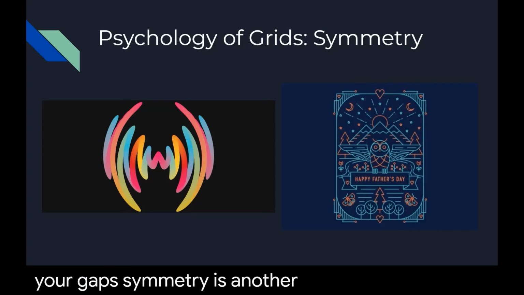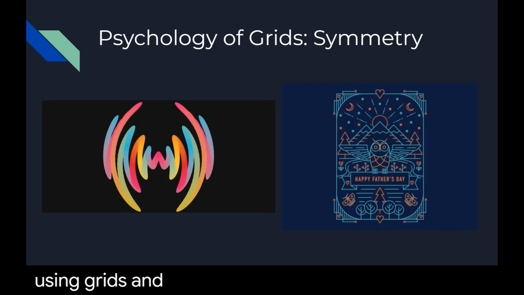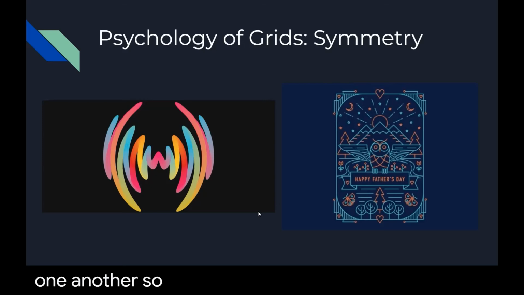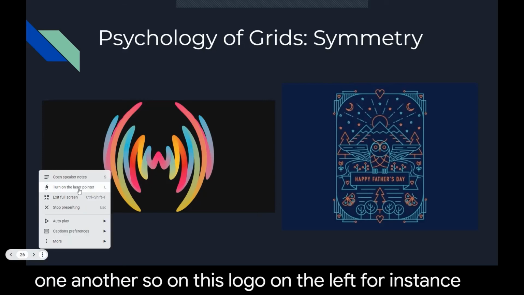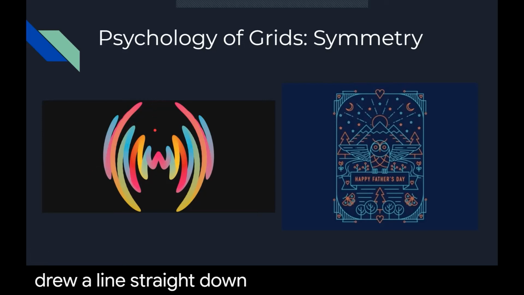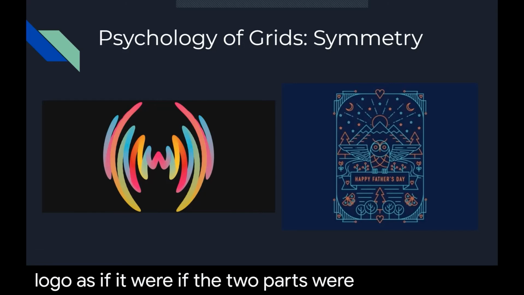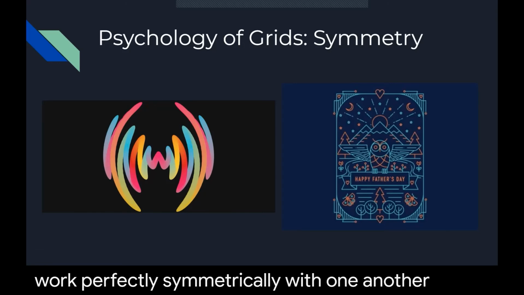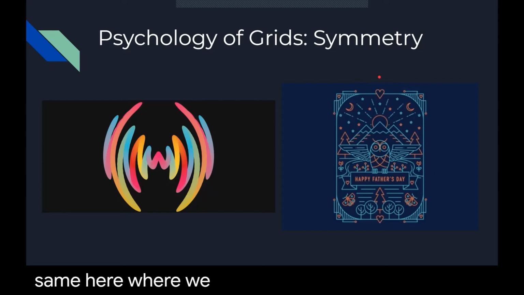Symmetry is another important part of using grids and using effective layout and design. Symmetry means that two sides work in tandem with one another. So on this logo on the left, for instance, if I drew a line straight down the logo and folded up the logo as if the two parts were touching, they work perfectly symmetrically with one another. The same here where we have symmetry all the way down the center.